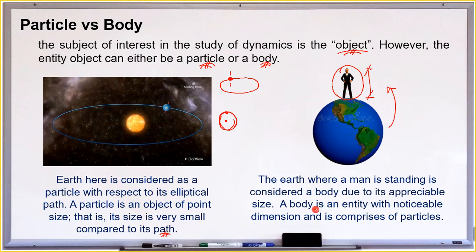Okay? So therefore, a body is an entity with noticeable dimension and is comprised of particles. Okay? So kaning earth, we have a particle here, pwede diri dira. So ato na siya combine, mahimo na siya body with noticeable dimension. Okay? So naay pangutana so far? Kasunod ra?